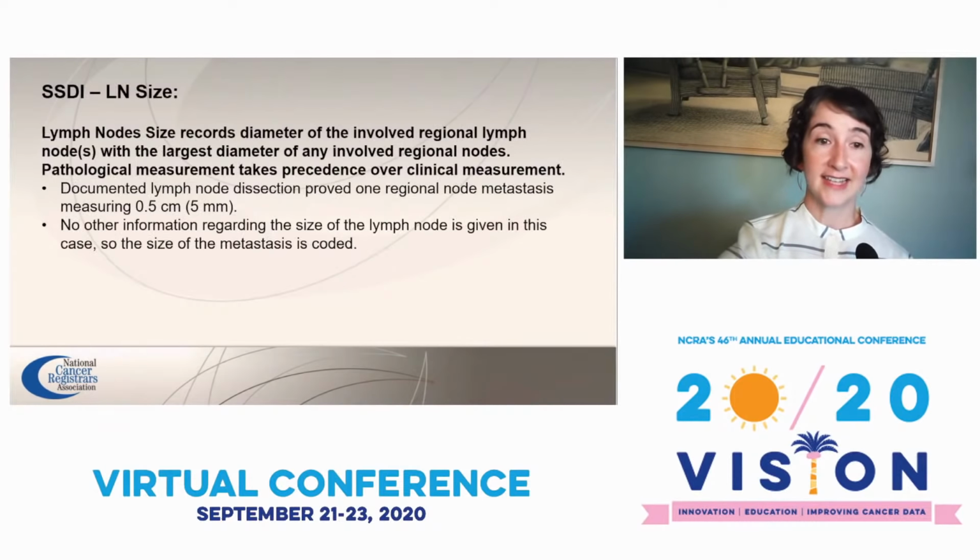And our last SSDI is lymph node size. This records the diameter of the largest involved regional node, with pathological measurement taking precedence over the clinical measurement. The documented lymph node dissection proved one regional lymph node METS measuring 0.5 centimeters or 5 millimeters. No other information regarding the size is given, so the size of the METS is coded.